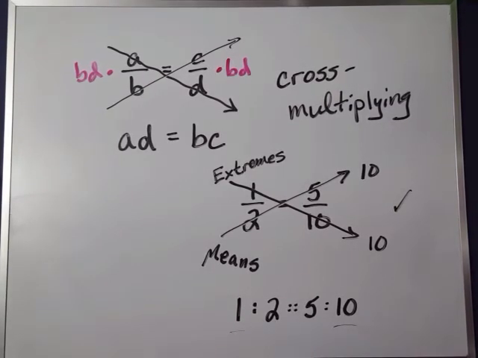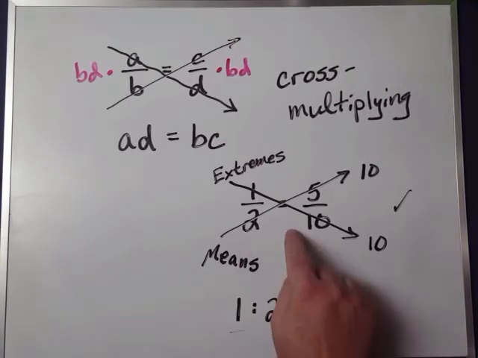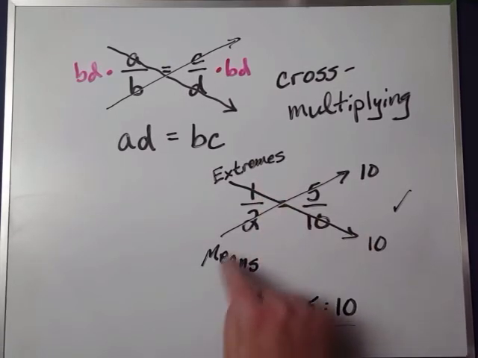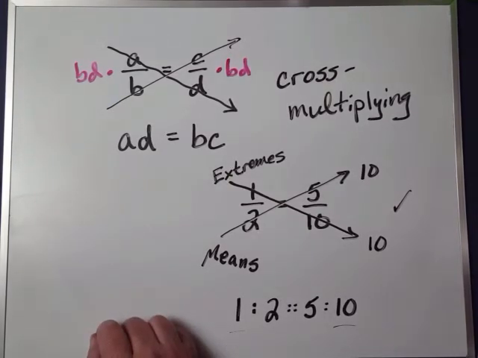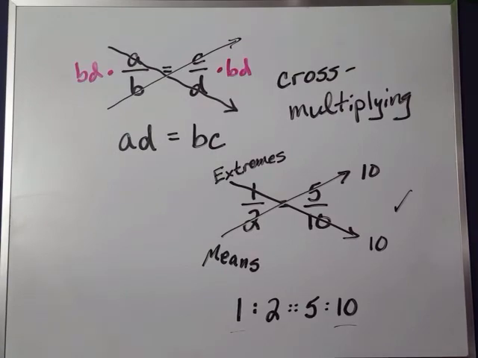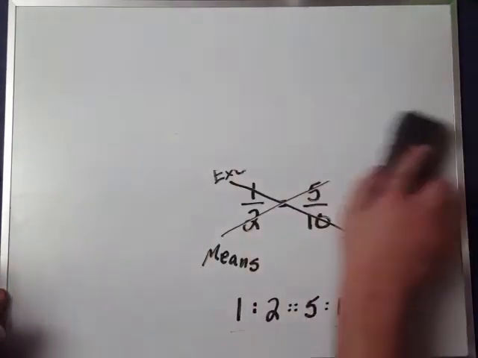Here in problems 23 through 28, you'll be doing the 3 odd ones. All you're doing is this right here. You're checking the cross products to see if they match. If they match, then the proportion's true. If they don't match, then the proportion's false. And it's as simple as that. We can also use cross-multiplying to solve proportions.